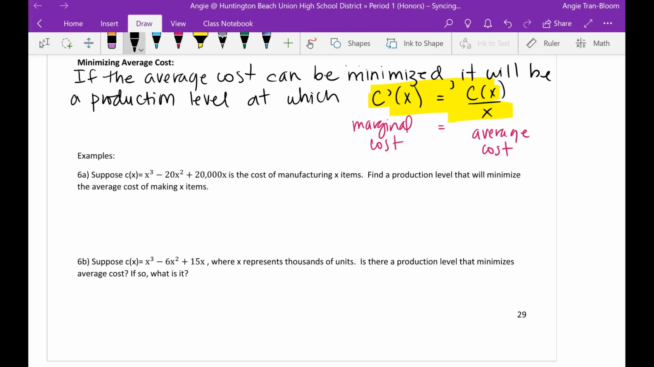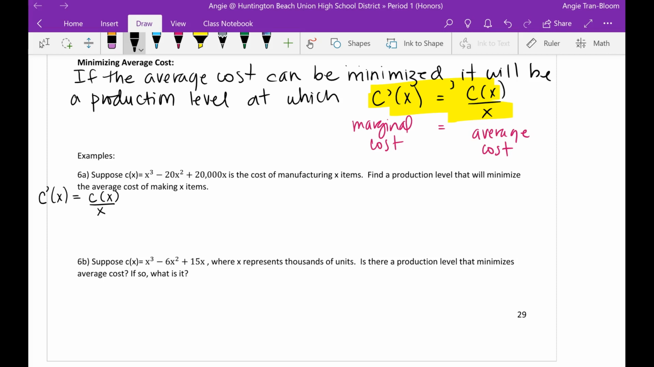Okay, so suppose that C of x equals x to the third minus 20x squared plus 20,000x is the cost of manufacturing x items. Find a production level that will minimize average cost of making x items. So if you can minimize average cost, then this is the formula that we're going to use. So the marginal cost equals the average cost.